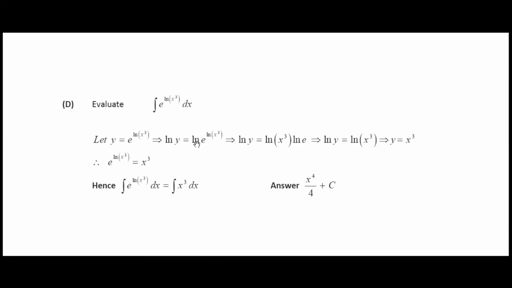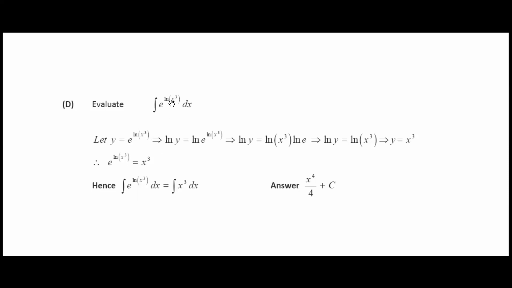Now we're going to use the fact that when you take the log of something to a power, the exponent goes in front. So this is going to be ln of x cubed times ln of e. All we've done here is use the property: when you take the log of something to a power, it's the power times the log. Now, the log of e is 1, so ln of y is ln of x cubed times 1, which is just ln of x cubed. Now, look at this. ln of y equals ln of x cubed means y is x cubed. And that's how we show that this, which is your y, is equal to nothing more than x cubed.